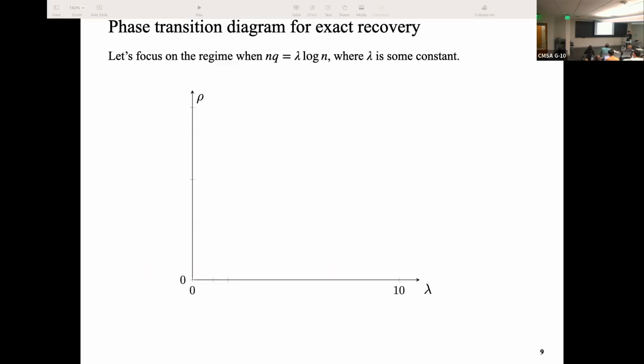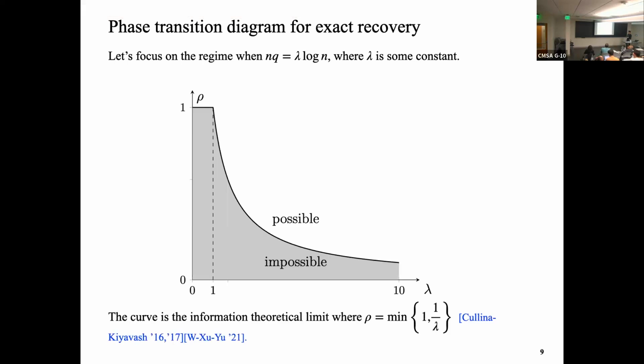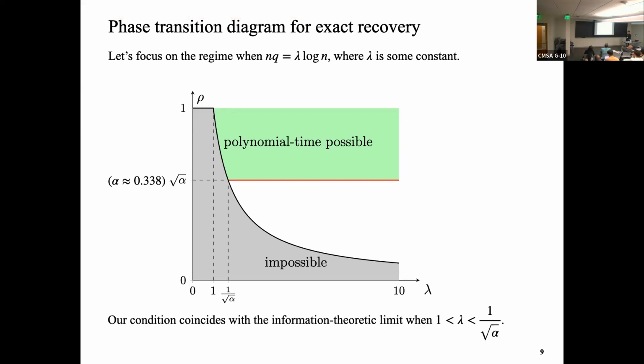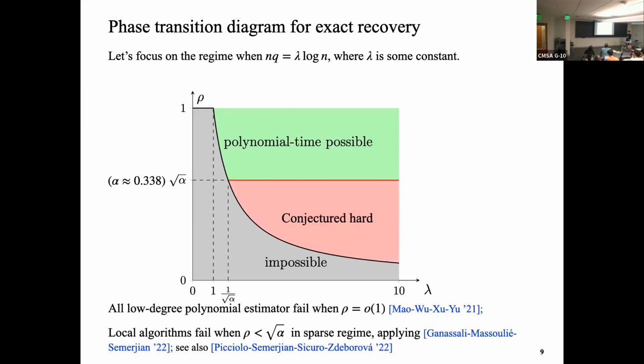So perhaps it's beneficial to look at a very specific regime where the average degree is log n with some pre-log constant lambda. So sparsity versus correlation is plotted here. And this is the information theoretic limit, right? So in the gray region, nothing works. And here, let's say quadratic assignment succeeds. Okay. And then this red line is where the Otter's constant lies, above which there is some algorithm, which I'll describe, that succeeds. And then this is the conjectured hard phase.